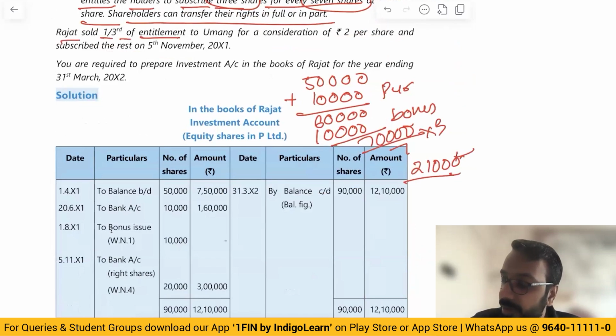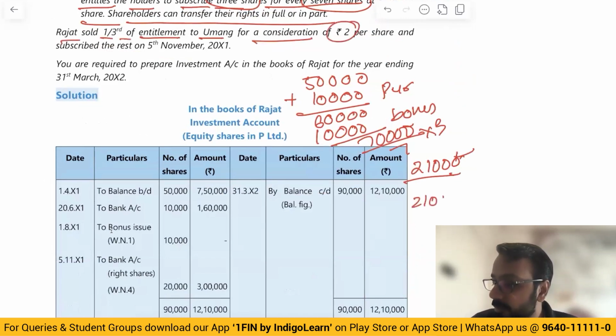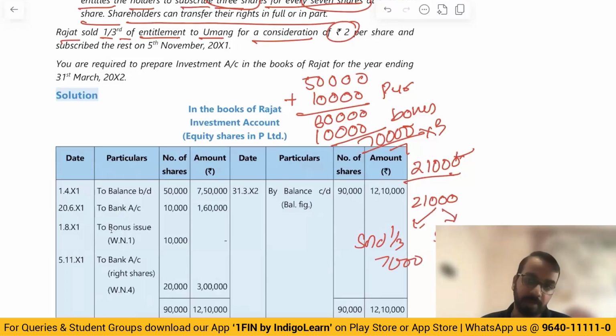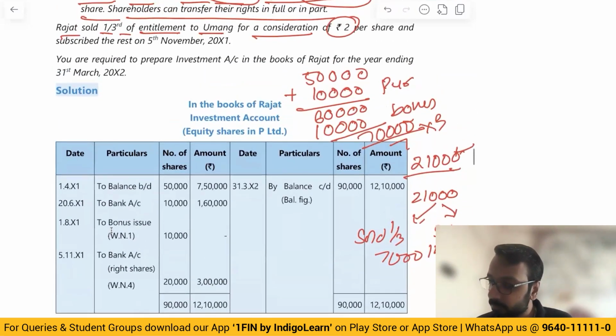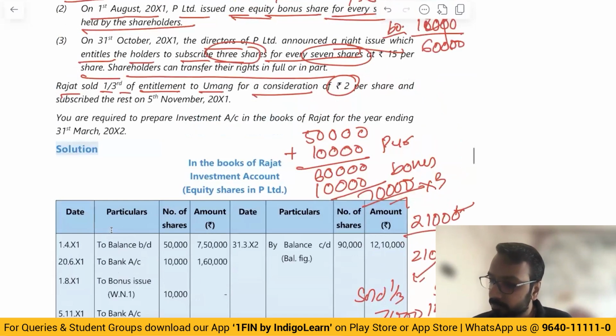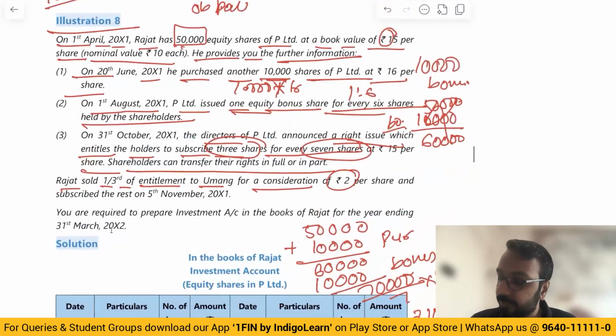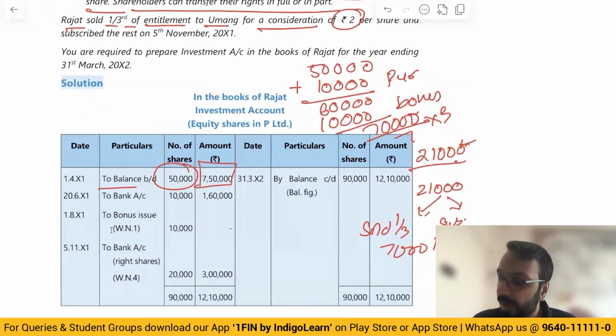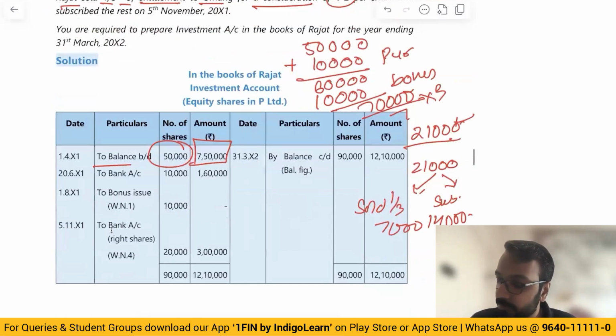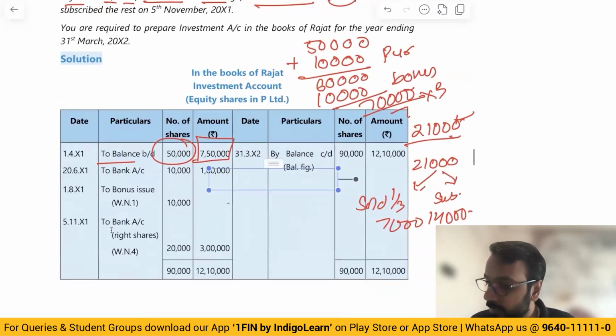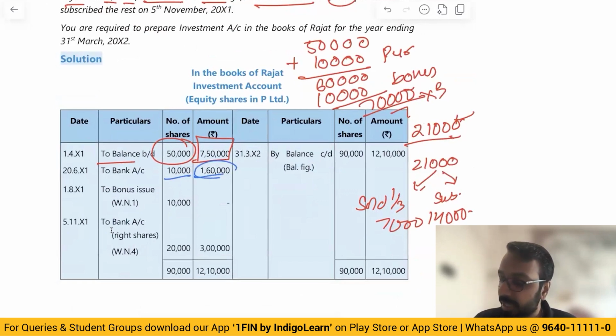Now, Rajat sold 1/3 of the entitlement to Umang for a consideration of 2 per share. So, out of 21,000, sold 1/3, that is 7,000. Balance we have subscribed 14,000. So balance brought down 50,000 at 15, so 50 into 15, 7,50,000. To bank account, we purchased 10,000 at 16, so 10,000 into 16, 1,60,000. Then bonus issue 10,000.